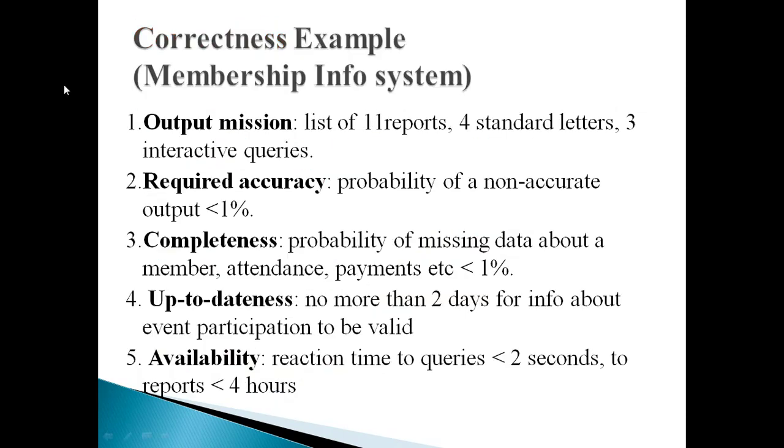Let's talk about a correctness example. Membership information is there. What is the output mission? It should list 11 reports, 4 standard letters, and 3 interactive queries. The accuracy should be high: the chance of errors should be less than 1%. Completeness: the probability of missing data about member attendance and payment should be less than 1%. Up-to-dateness means it should not be more than 2 days for information about event participation to be valid. Availability: reaction time to queries should be less than 2 seconds, and for reports it should be less than 4 hours.